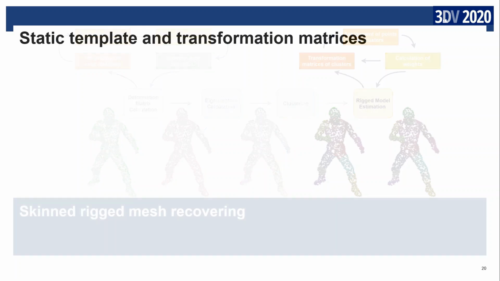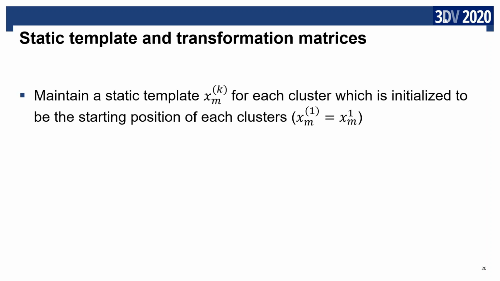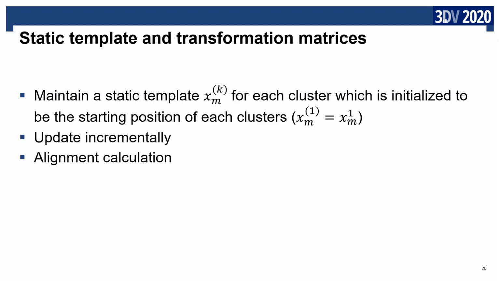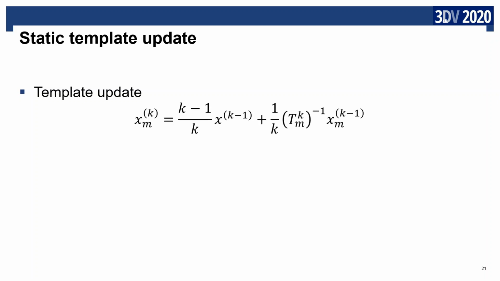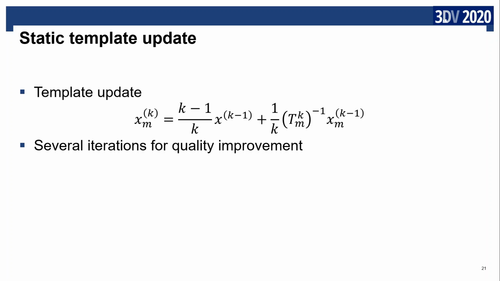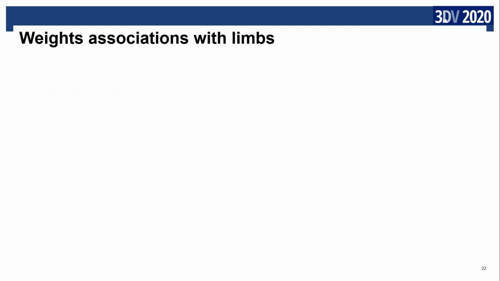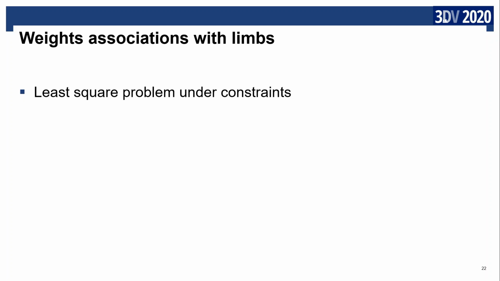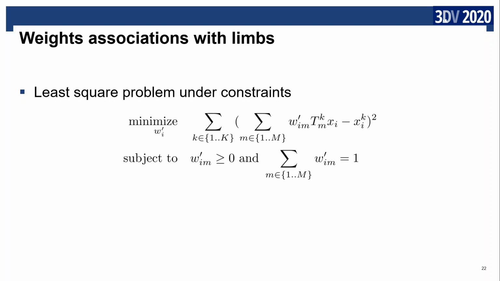For each cluster, we maintain a static template that is initialized to be the starting position of each cluster. We update it incrementally. For each frame, we calculate the alignment using RANSAC again to derive a matrix that describes the transformation from the current frame to the static template of the most points in the clusters. Then, we update the static template by setting it to be the average of the calculated position. For quality improvement, several iterations can be conducted. We let the transformation sequence calculated represent the transformation of each cluster and reassign points to clusters that best jointly describe its transformation. Mathematically, it can be formulated as a least square problem under constraints that the weights should be non-negative and should add up to 1. In practice, using the top 3 limbs would be sufficient.